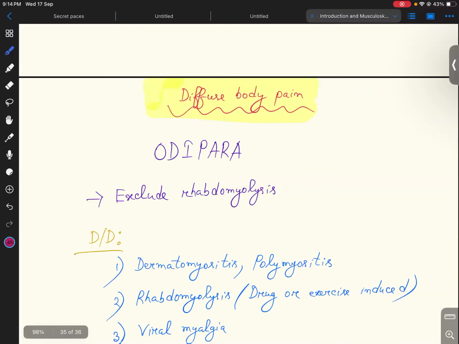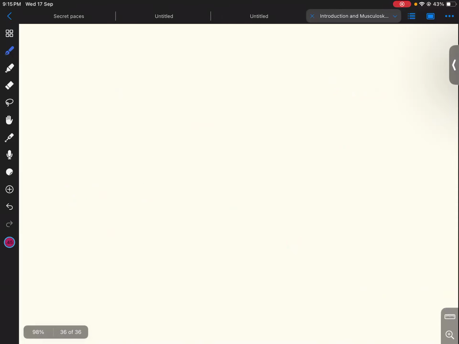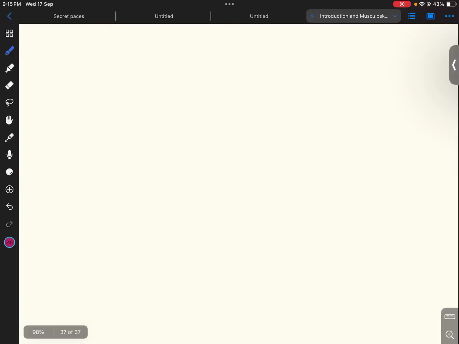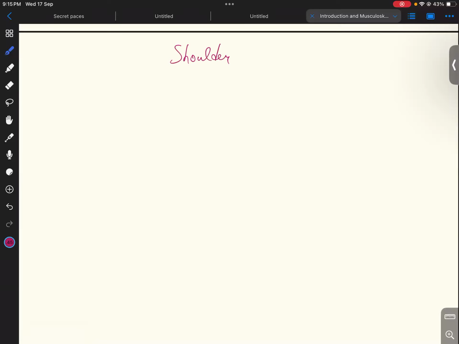Then another case is, sorry, a slide is missing. We can discuss. This is shoulder pain. In the PACES exam, shoulder pain comes as a diagnosis of, sorry, excuse me, let me, just give me 1 minute.